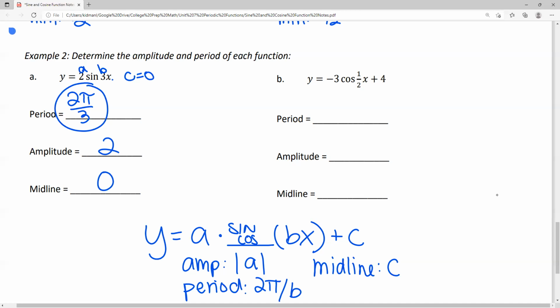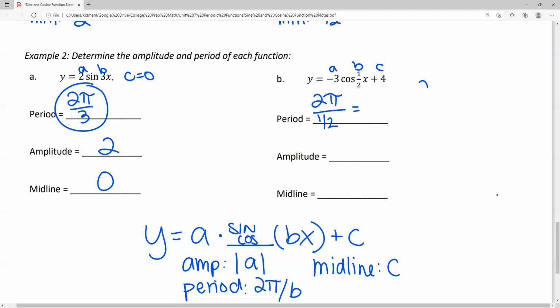Now let's take a look at our other one here. This one's a little bit more complicated. So our period is always going to be 2 pi divided by B. Well, this is B, this is A, and this is C. So 2 pi divided by half. Now there's 2 ways to do this. If you remember how to multiply fractions or divide fractions, awesome. If you don't, remember you can always use your calculator.